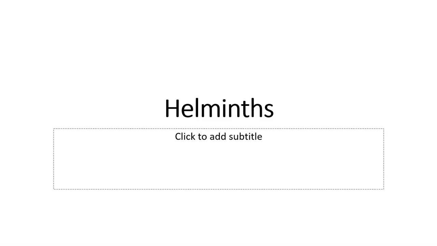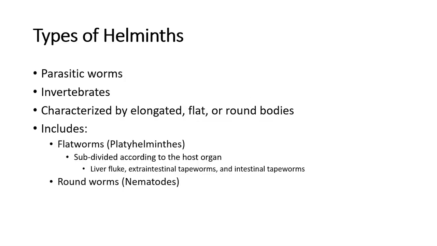Okay, we finished protists. Now we're going into helminths, or worms. And these are parasitic worms. They are invertebrates. They are classified by their shape, and we usually subdivide them into flatworms, which are flat, and roundworms, which are round. Flatworms are in the phylum Platyhelminthes, and the roundworms are in the phylum Nematoda, frequently called nematodes.